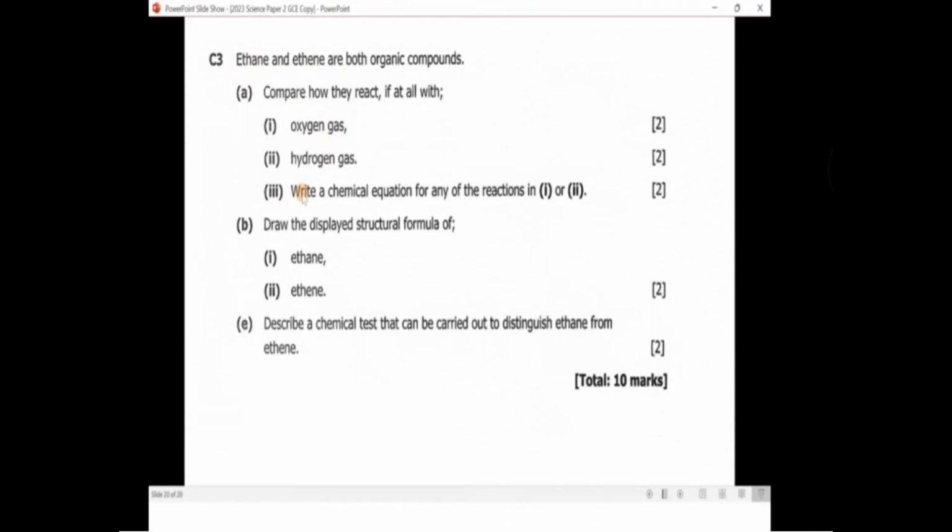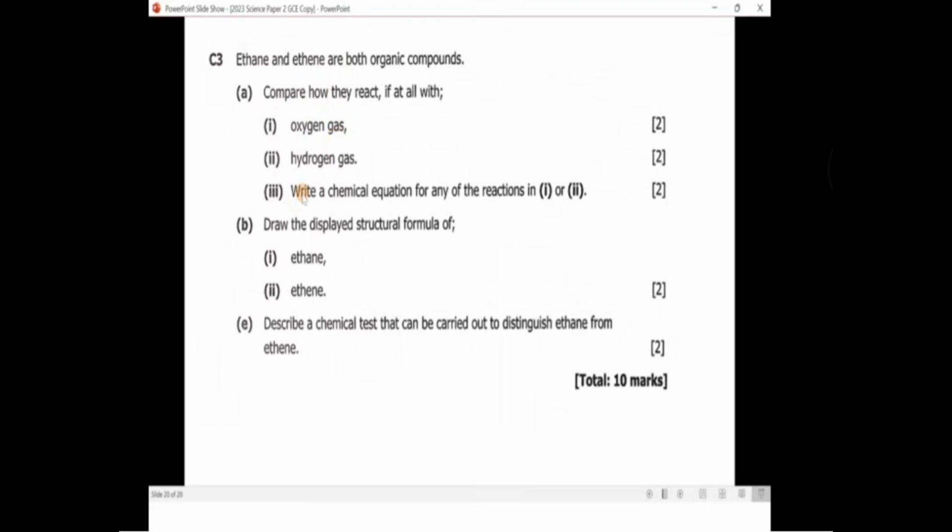We will look at the second part of organic chemistry. We are still looking at the 2023 internal paper, science paper 2. In part one of organic chemistry, we looked at the question in section B on alkanes, and we also briefly talked about the other homologous series. This question came in section C, question 3.